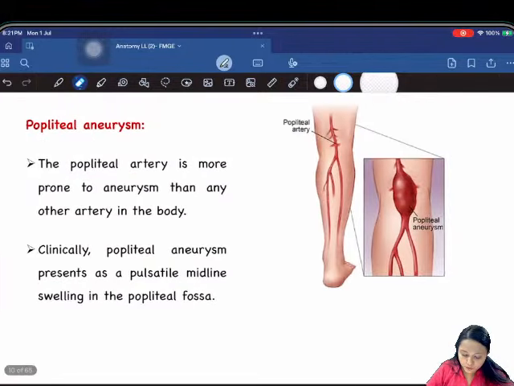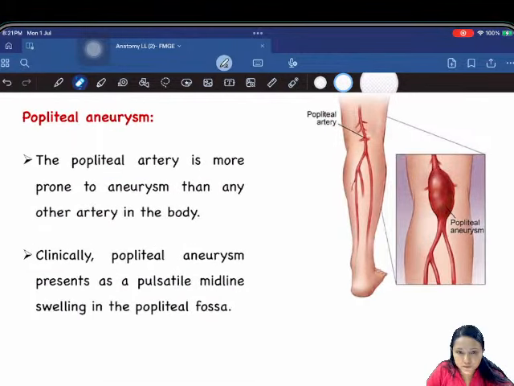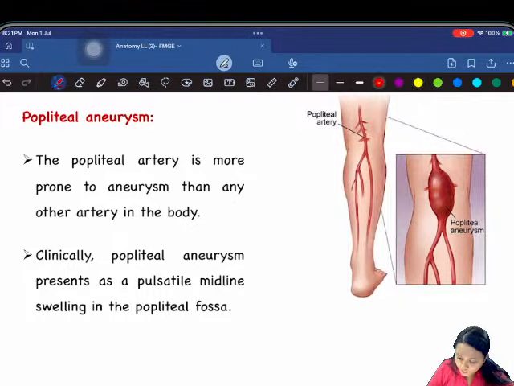Okay. Now there is a condition known as the popliteal aneurysm. So what do we mean by aneurysm? Aneurysm means that if there is weakness in the wall of the blood vessel, there will be swelling. You can see this, there is a bulge, any weakness in the wall of the blood vessel. Okay, you can see the bulge here. So that is aneurysm.